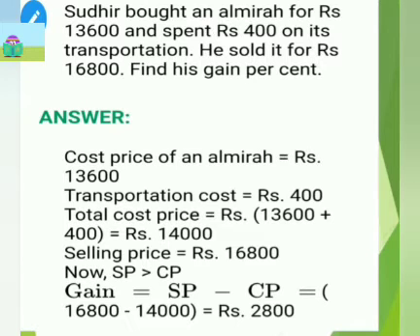Now the next question. Sudhir bought an Almirah for rupees 13,600 and spent rupees 400 on its transportation. Then he sold it for rupees 16,800. So you have to calculate his gain percent. As you know, CP is the investment on the article. So here on the Almirah, Sudhir has invested 13,600 and 400 rupees which he spent on the transportation. So his total investment on that Almirah is how much? 13,600 plus 400.